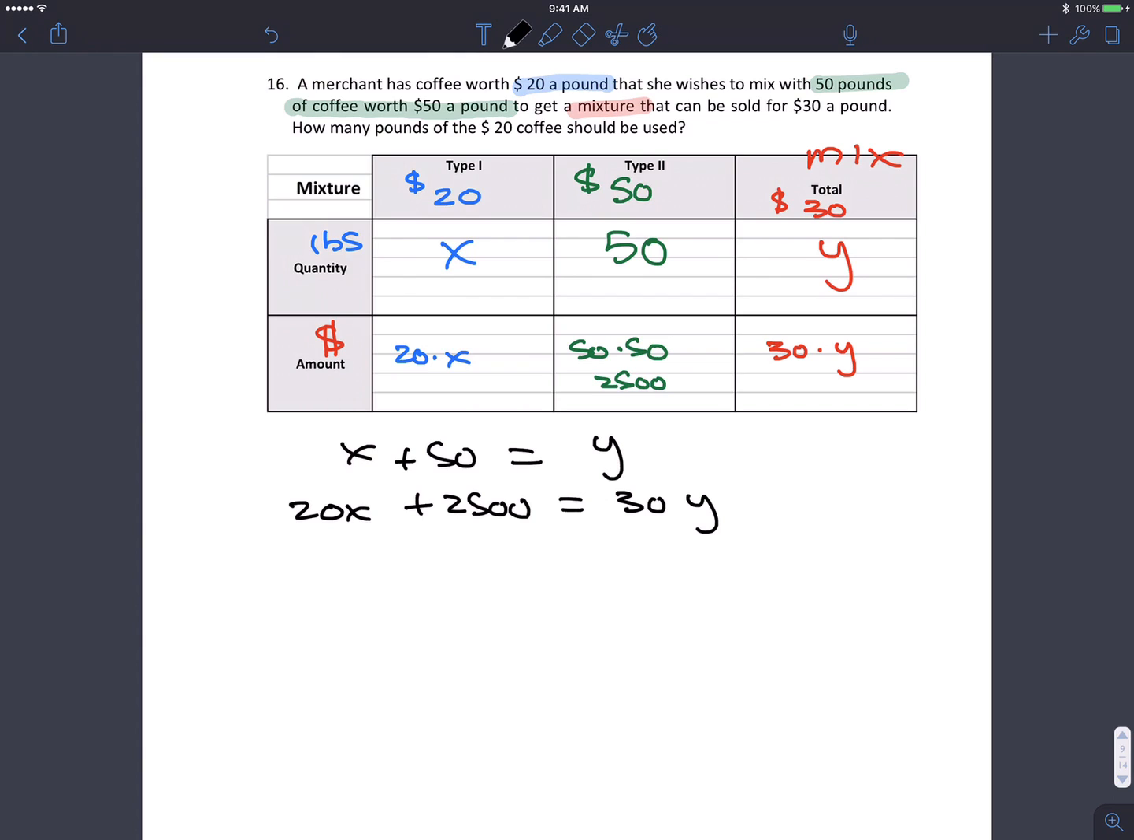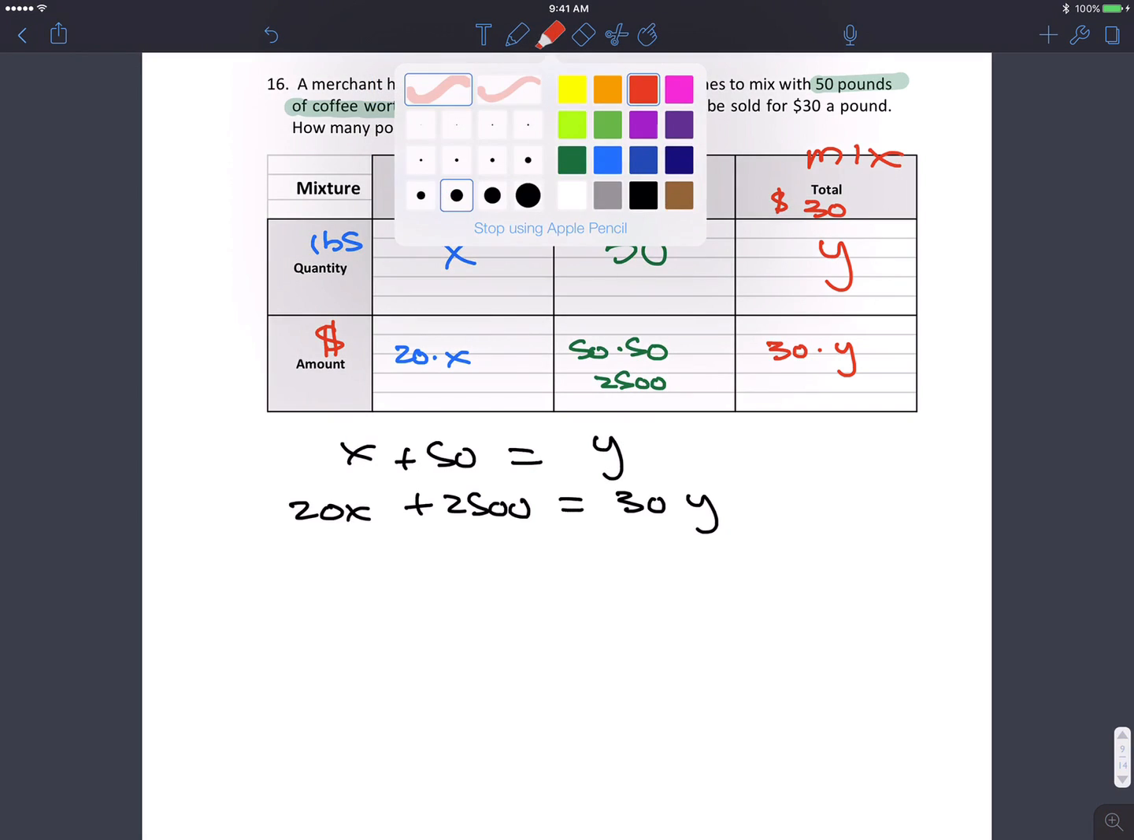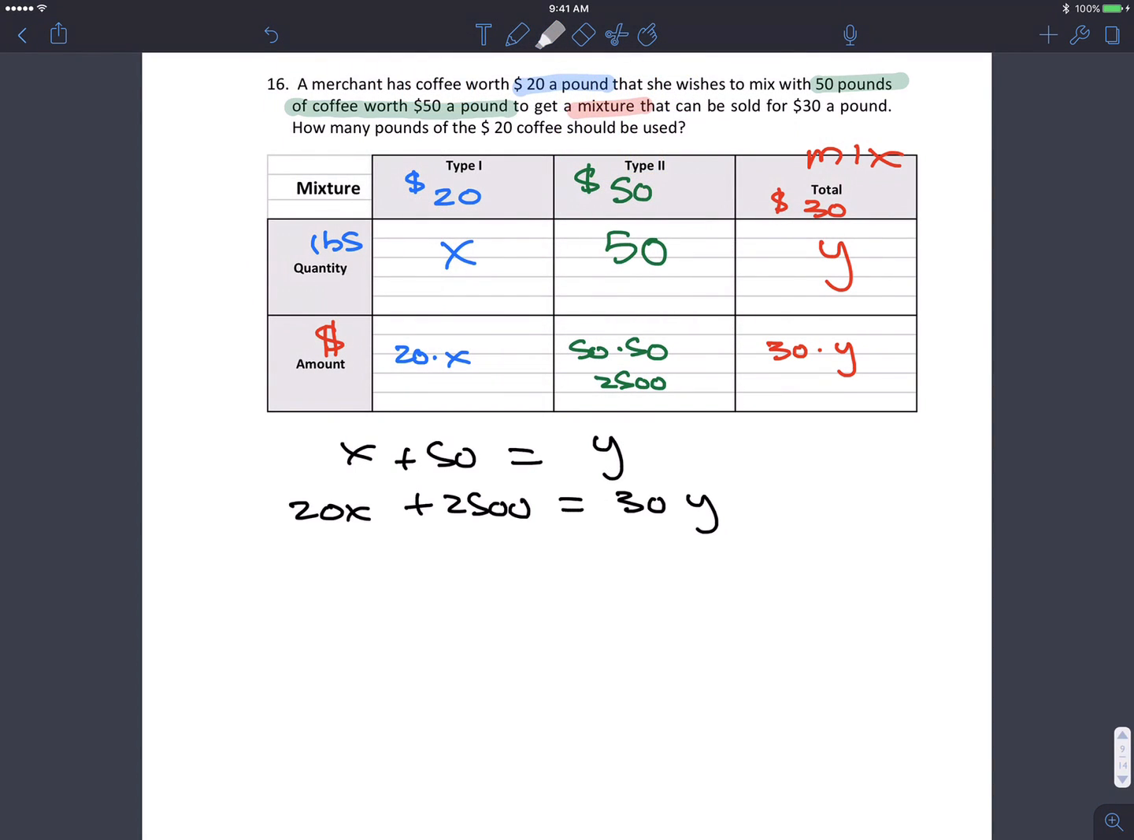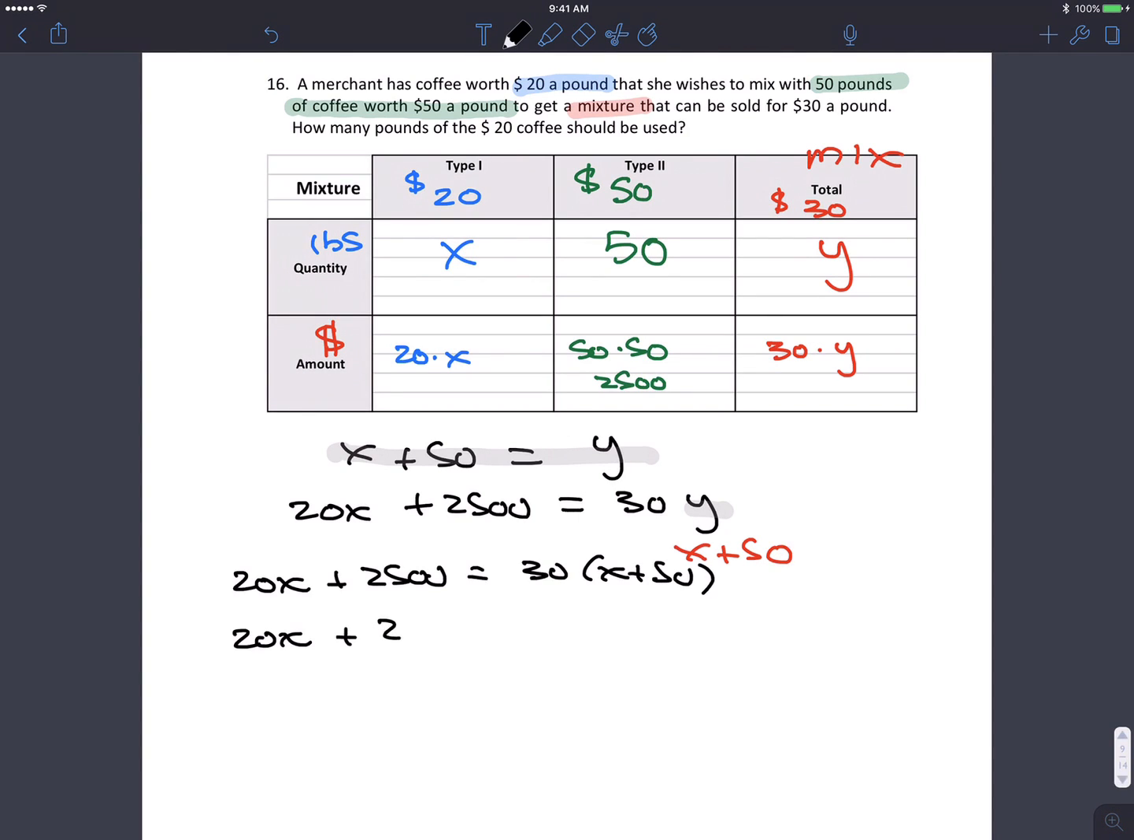Now the substitution here is easy because it's already solved for Y. In other words, take a look. We already have X plus 50 is Y. We're going to plug in this Y here in the second equation. So we have X plus 50 here for my Y. 20X plus 2,500 will now become 30 times X plus 50. 20X plus 2,500 will now become 30X plus 1,500.